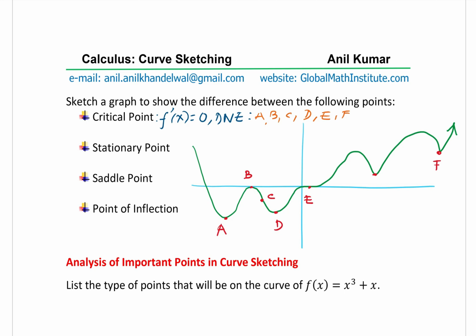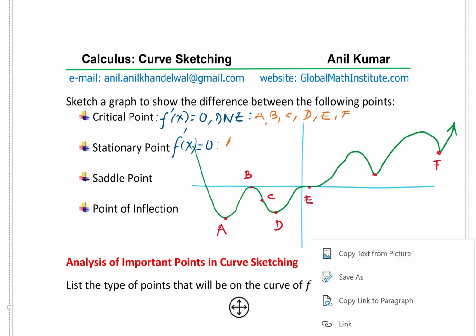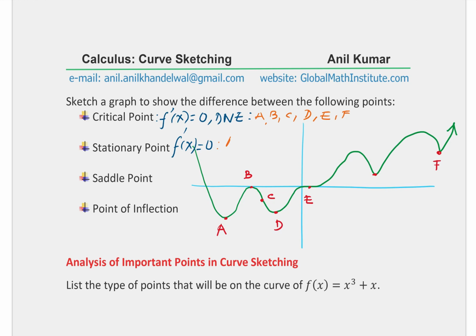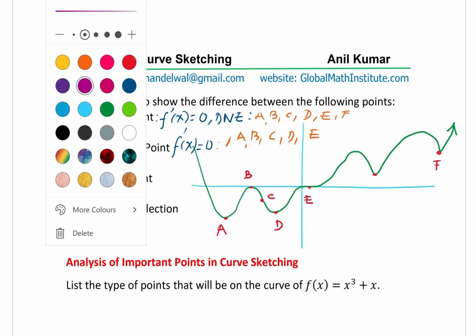Now, stationary points are the points where the first derivative is 0, right? So in that case, what are the points? Well, all except F, right? So what we get here are the points A, B, C, D, E, but not F. See, at F we have a sharp corner, and that is why that has to be excluded. You get the idea, right? So this is a corner.